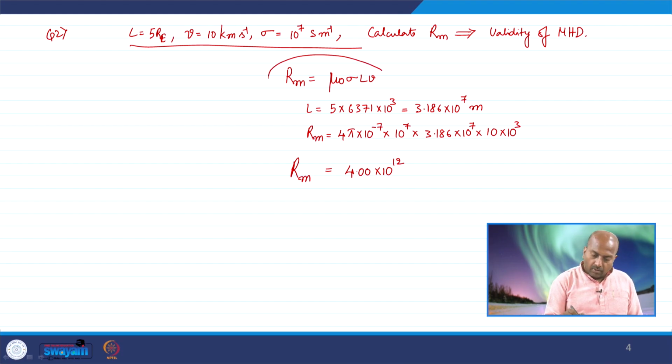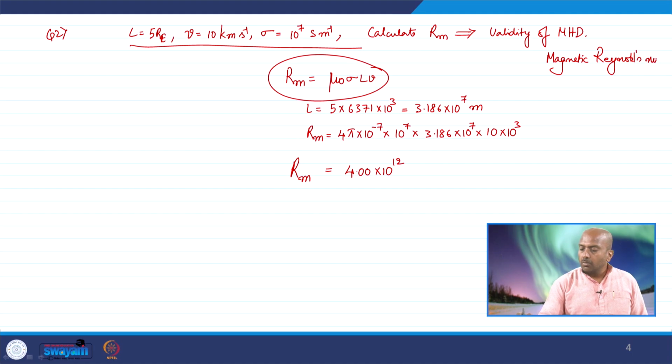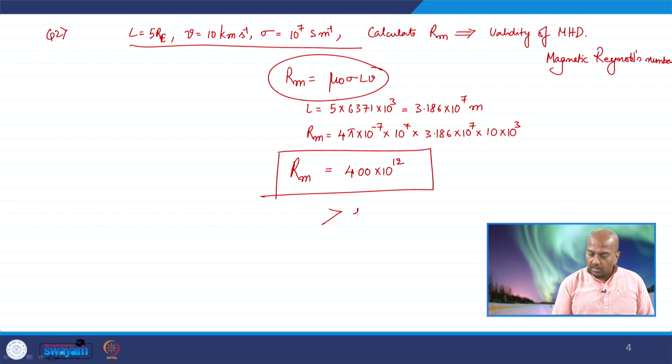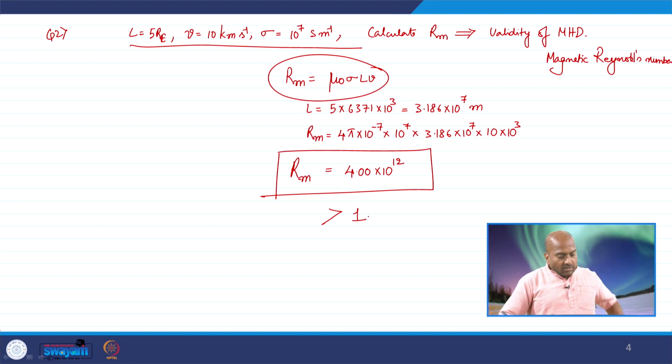and by calculating the value of magnetic Reynolds number, we should be able to tell about the validity of the MHD approximation. Now, the magnetic Reynolds number in this case is clearly greater than 1, right. So, which is an ideal case for MHD validity. So, MHD is valid throughout the magnetosphere.